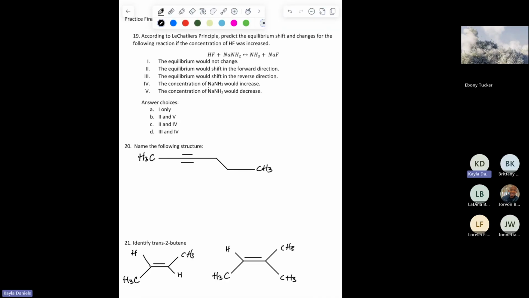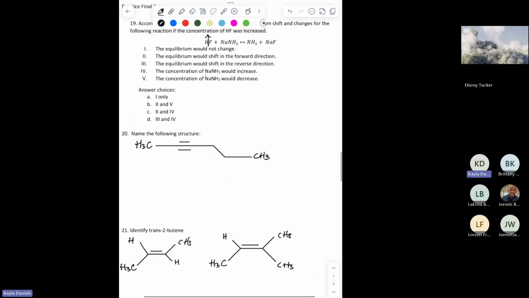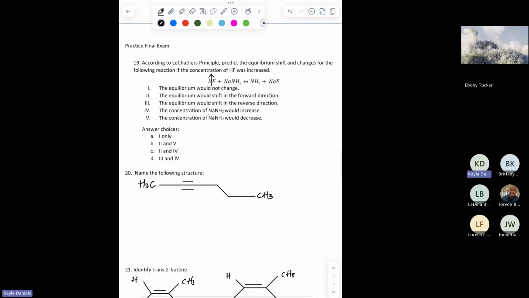All right, what to do when you have an up or down arrow. According to Le Chatelier's principle, predict the equilibrium shift. If the concentration of HF was increased, when you have an increase arrow, you want to push away from where that increase is. So in this case, to push away from the left side, I'm going to go to the right side.